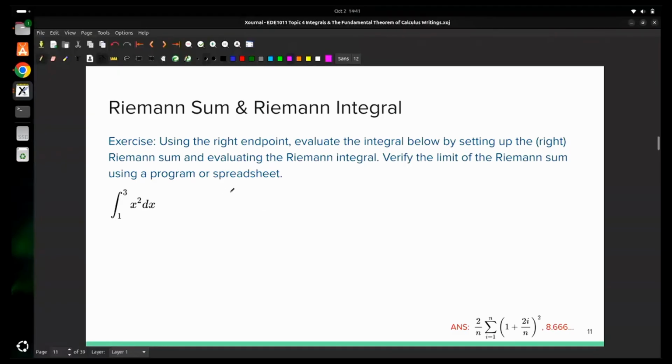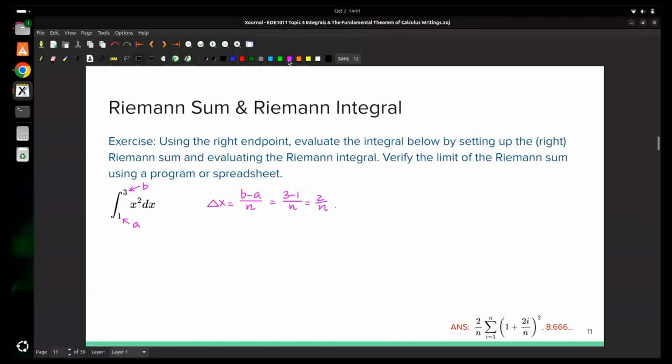First step, delta x. But delta x is always b minus a over n. What's b? b is 3. a is 1. So hence it's just 3 minus 1 over n. So delta x is just 2 over n. Any objections? So I just follow the same procedure.